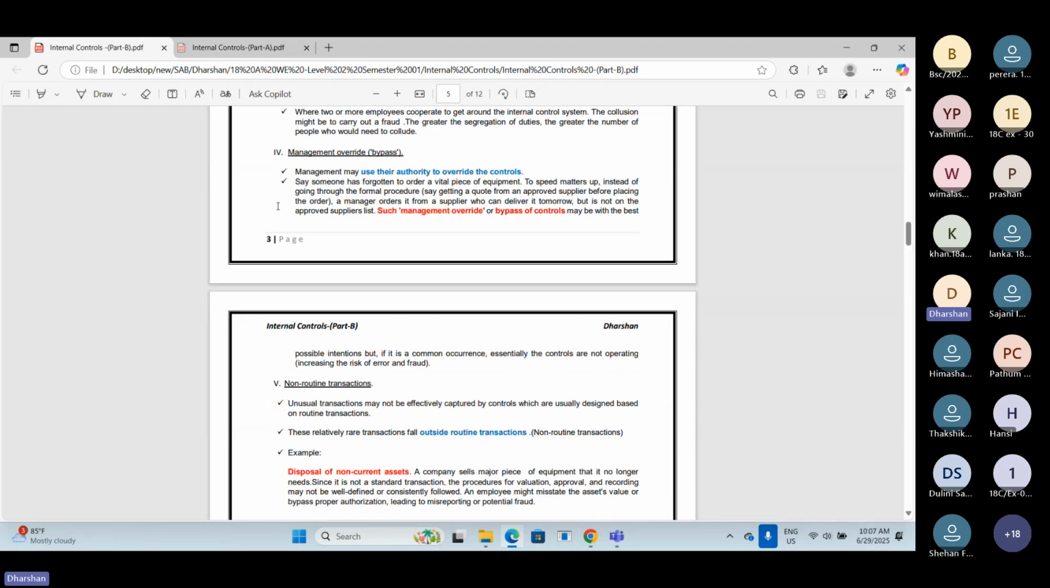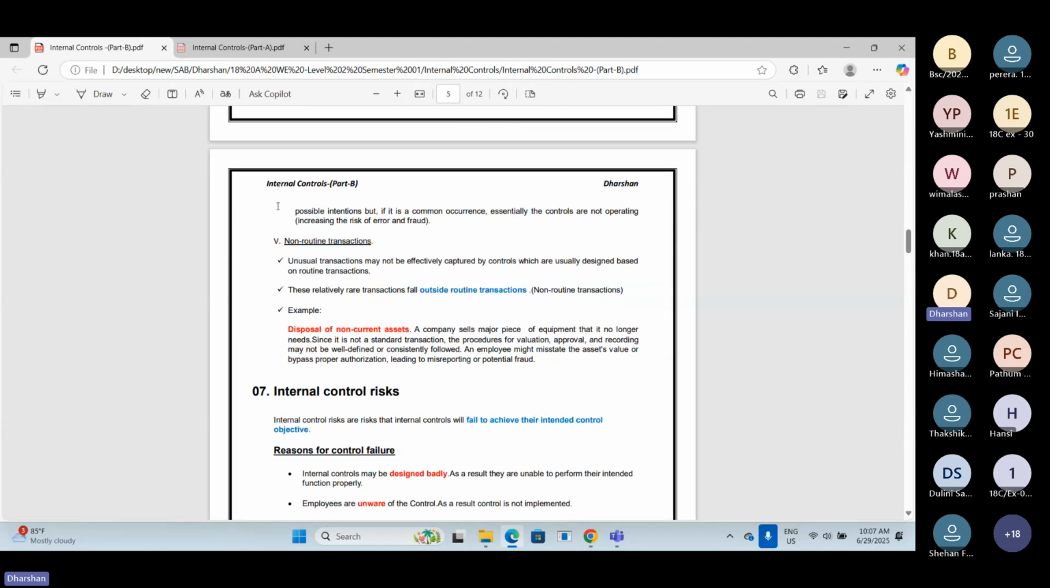And the fifth one, non-routine transactions. With that, I will give the break. Non-routine transactions: in most cases, internal controls are implemented for routine transactions. Non-routine transactions they don't normally consider because those transactions happen rarely. If you take the property, plant and equipment sales process, normally property, plant and equipment are sold at scrap value. Those scrap values are normally small.